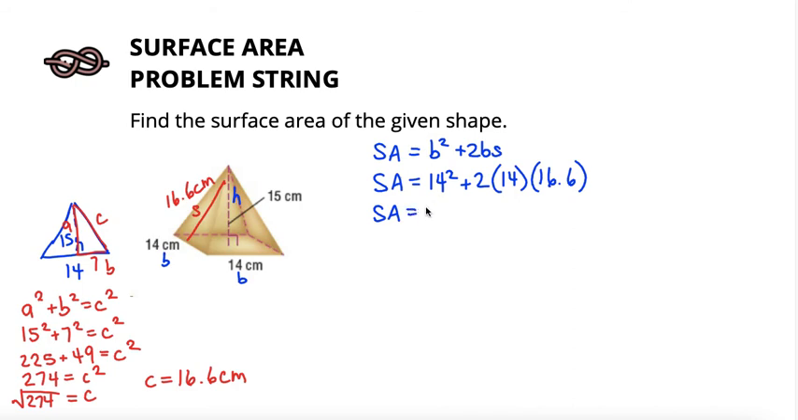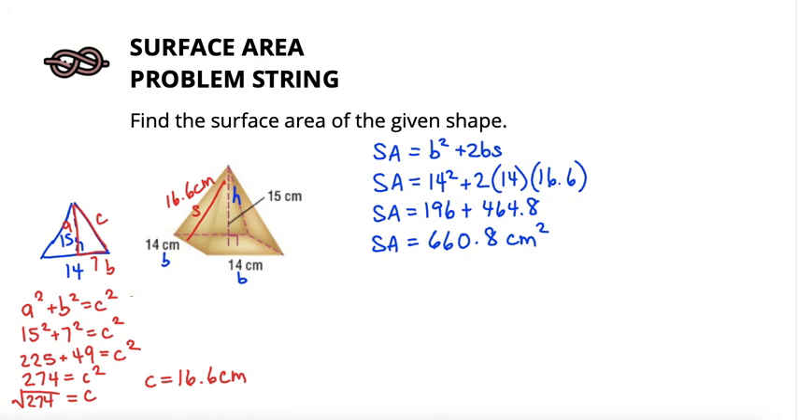14 squared is 196. I can multiply my 2 times 14 times 16.6 together. That gives me 464.8. And I add those two values together to get a total surface area of 660.8, and my units are centimeters squared. Don't forget to include your units, and don't forget to put your squared after your measurements. So your centimeters, your meters, your feet, your inches, whatever it happens to be measured in.